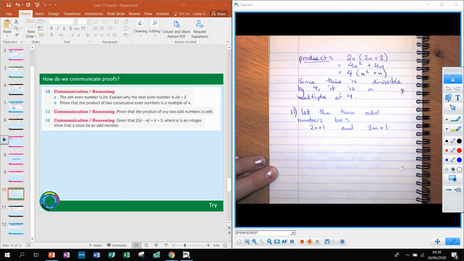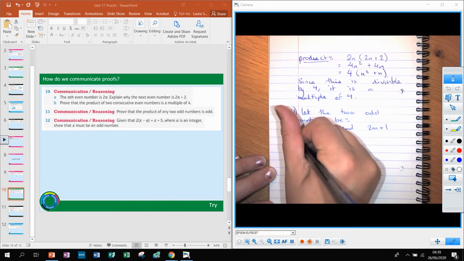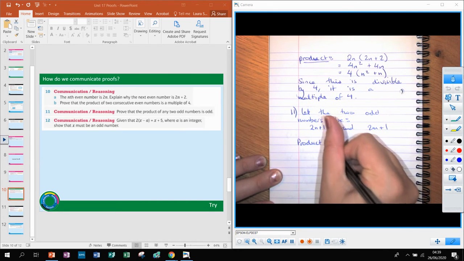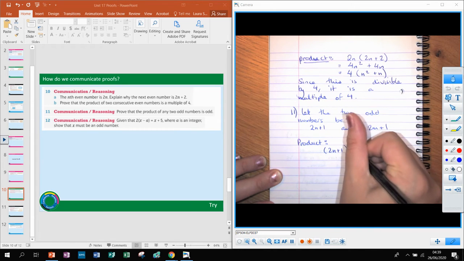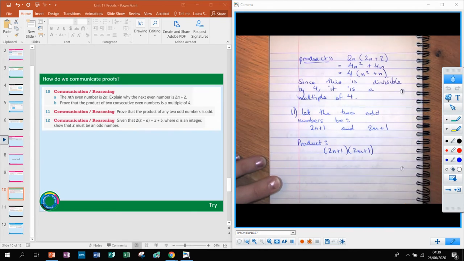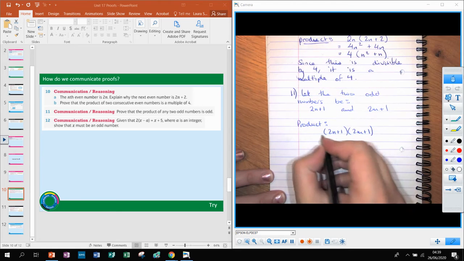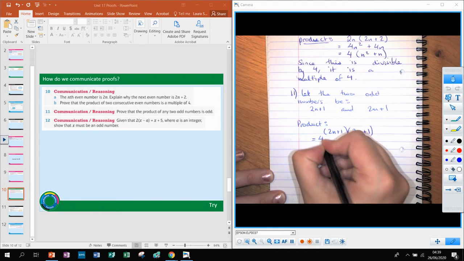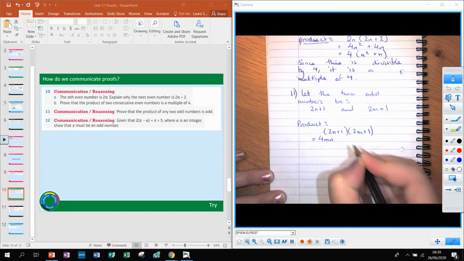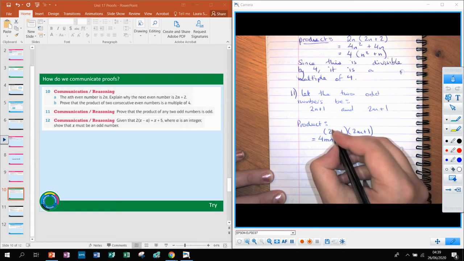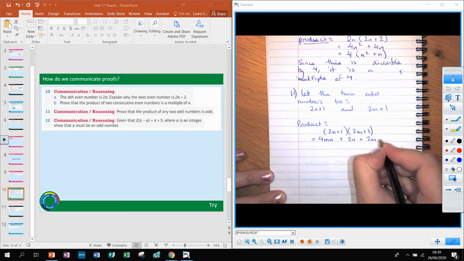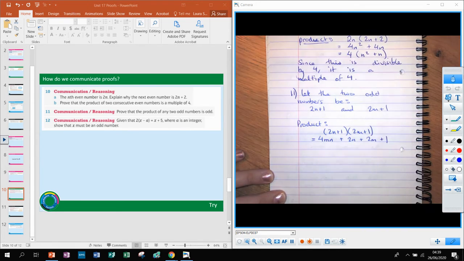And then it says prove that the product of them is always odd. So now we're going to have to multiply them together. So we say we're finding our product. That's going to be 2n plus 1 times 2m plus 1. All right, we need to expand those double brackets, so 2n times 2m is going to be equal to 4mn, plus 2n plus 2m, and then 1 times 1 is 1.